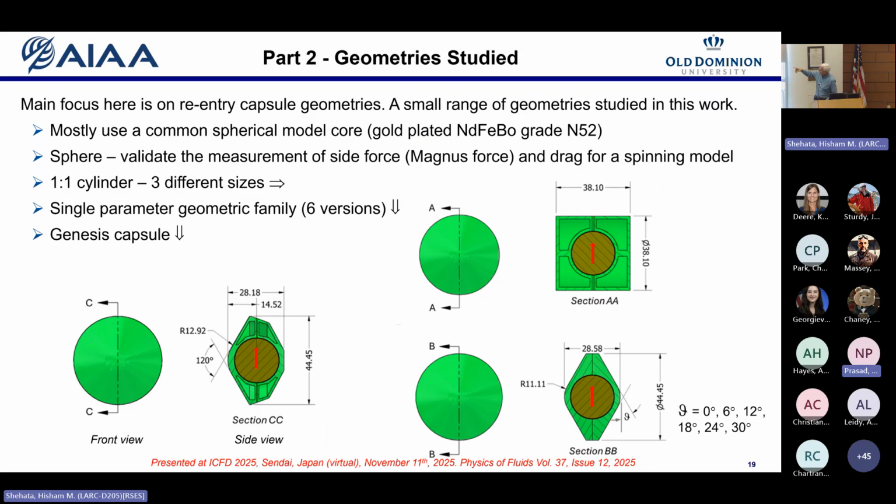Then there's the one-to-one cylinder. The green is a 3D printed shell. The browny shaded circle in the middle is a spherical neodymium magnet magnetized in the direction of the red arrow, so along a transverse axis in that case. That was the original geometry we wanted to test. Then we had a family of capsule-like geometries where basically a cone angle is put on the front and the back of the cylinder. And finally, of course, as in the video, the Genesis capsule, which is now asymmetric front to back, was also tested.